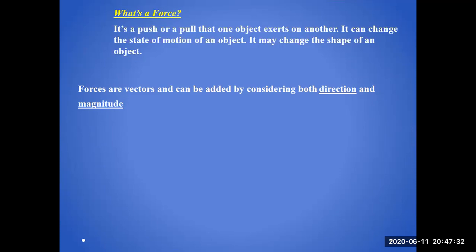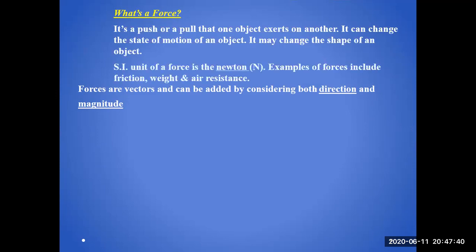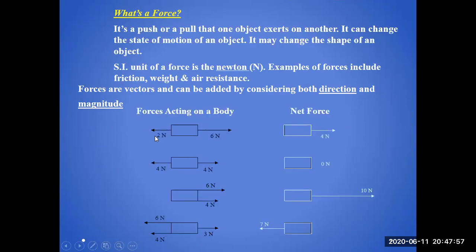Now you are in a higher class. You have to consider the vectors and the scalar quantities while adding. Now, the unit of force is Newton. Examples of forces include friction, weight, air resistance, and also tension. These are vectors and can be added by considering both direction and magnitude. So here it is. Forces acting on a body.